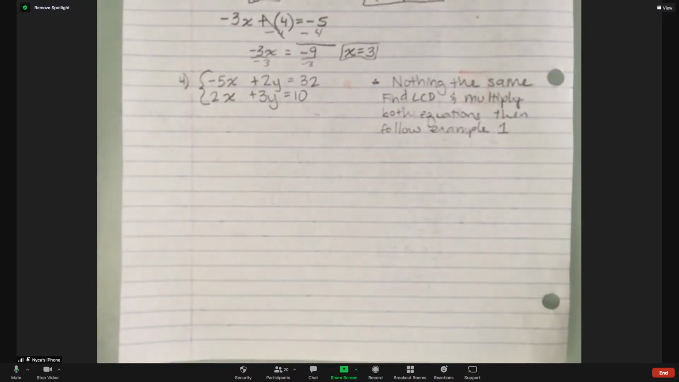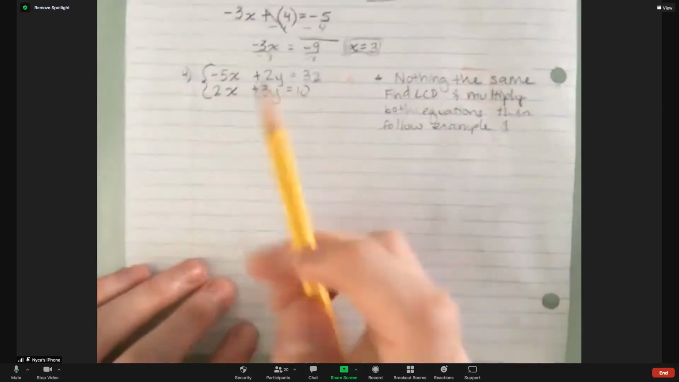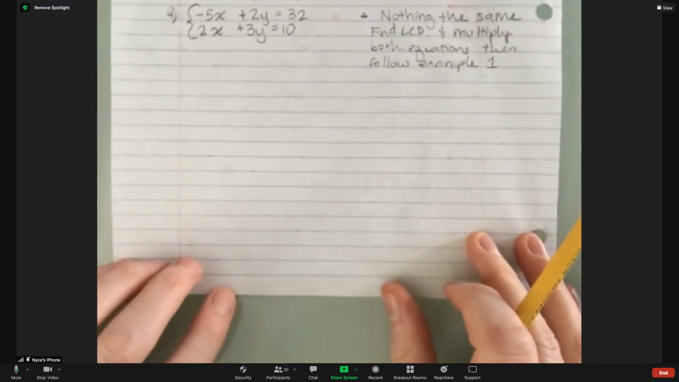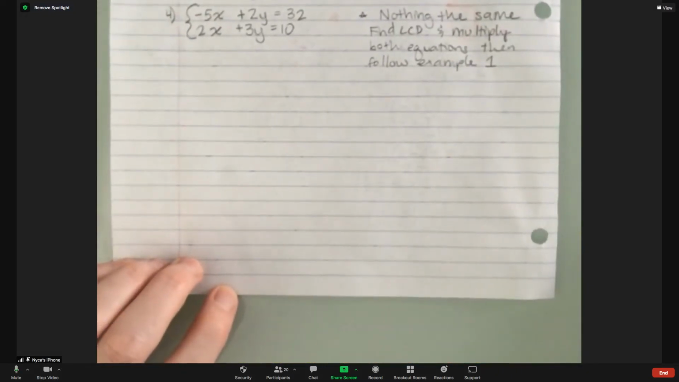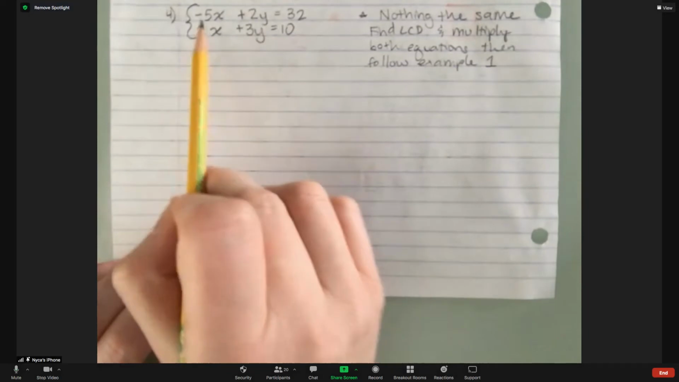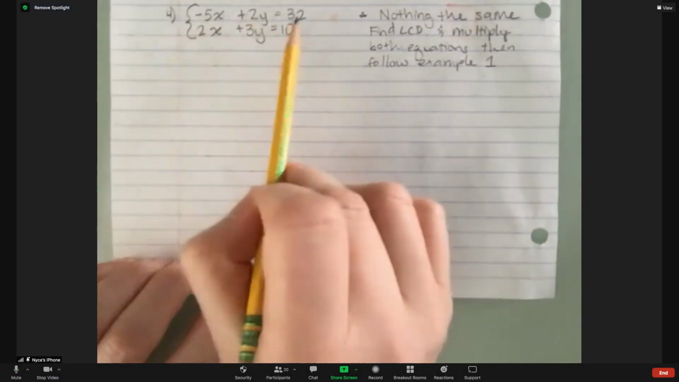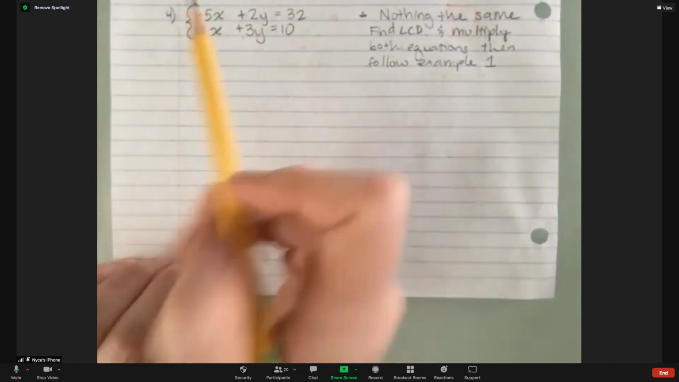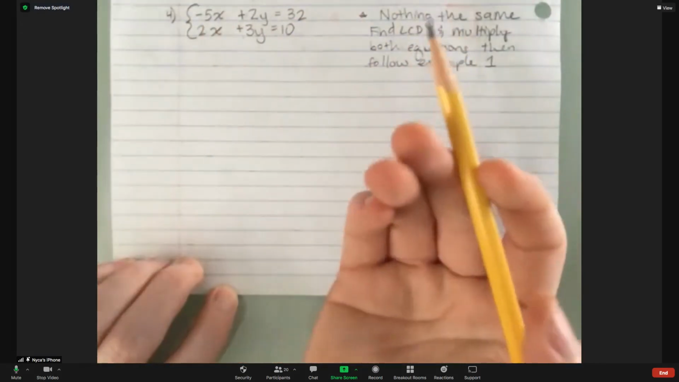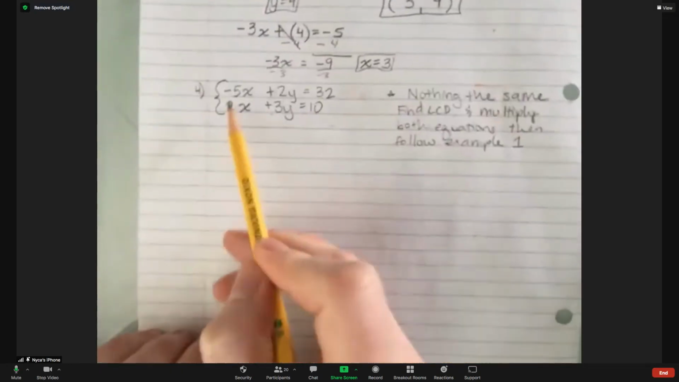And the next possibility that you might have, let's just say we're looking at the equations here: -5x plus 2y equals 32 and 2x plus 3y equals 10. Well, looking at both of these, I spot opposite signs, but there are no numbers that are the same, and both of them actually have coefficients. So I'm not going to be able to just multiply one of them. I'm going to actually have to figure out the LCD.